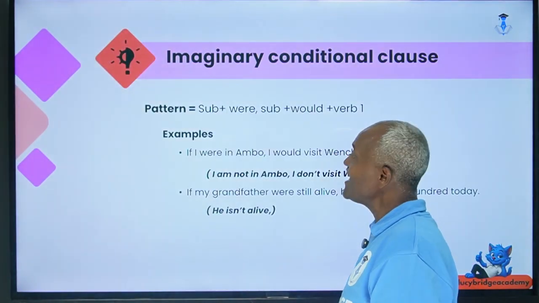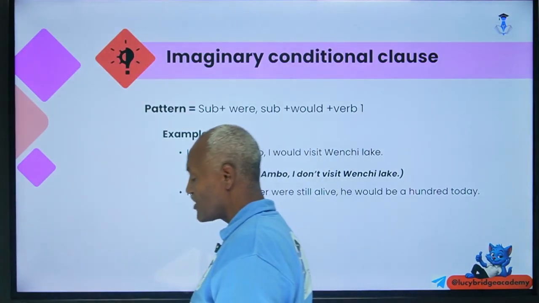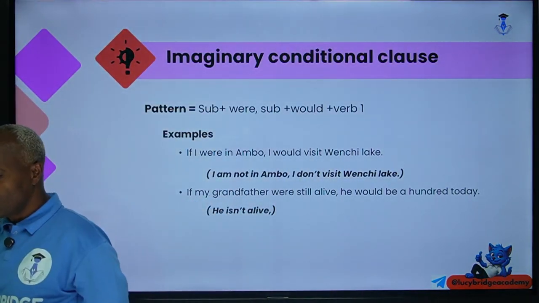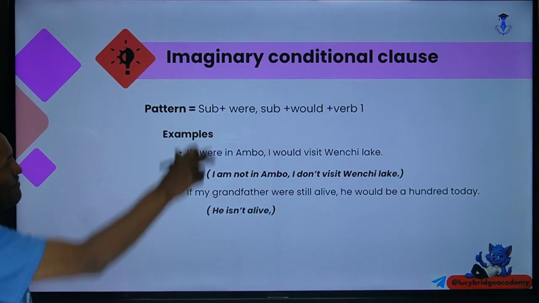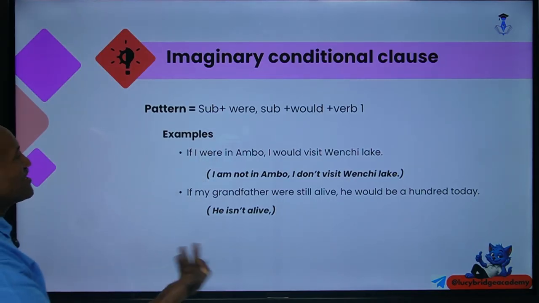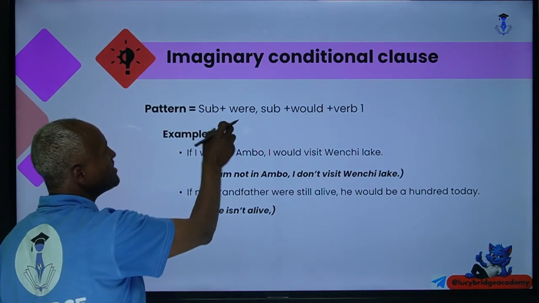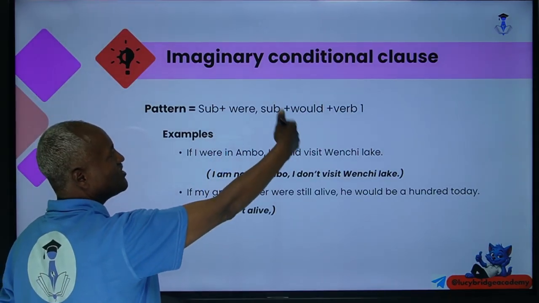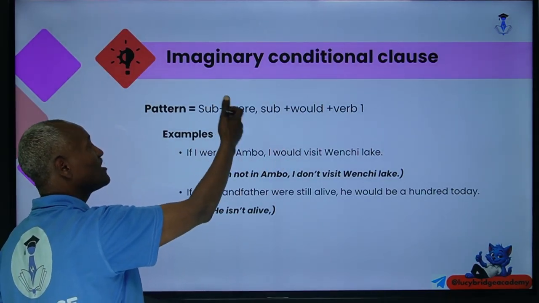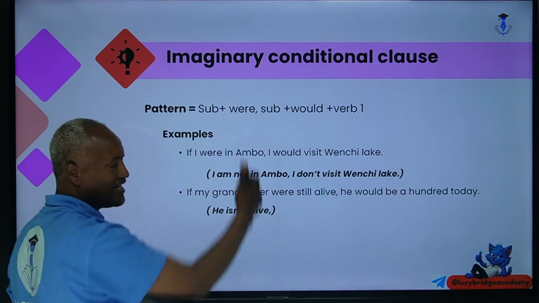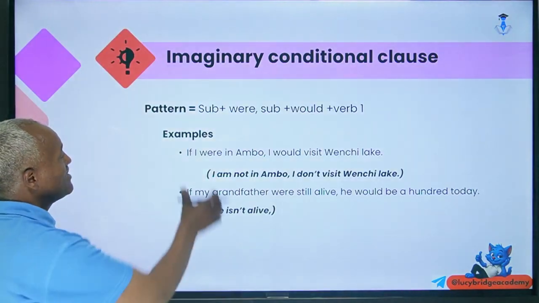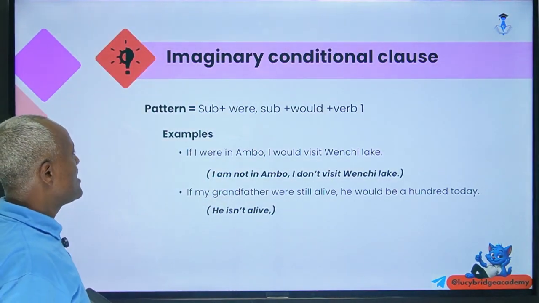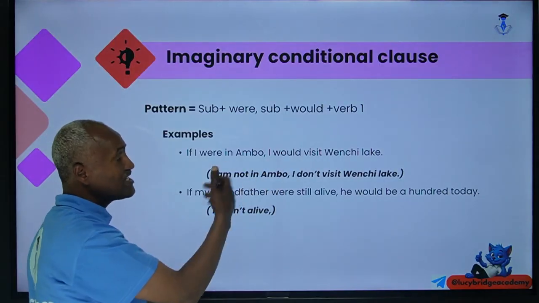So the next is the imaginary conditional clause. What we dream, which is not concrete. Sometimes we dream to have something, which is imaginary. So we call it the imaginary conditional clause. Then it has its own pattern. Most of the time for every subject we use were: subject plus would plus verb 1. But some books, instead of were, use was. But most of the time, in exams, the question is written like this. Yes? For example, if I were in Ambo means I'm not in Ambo.